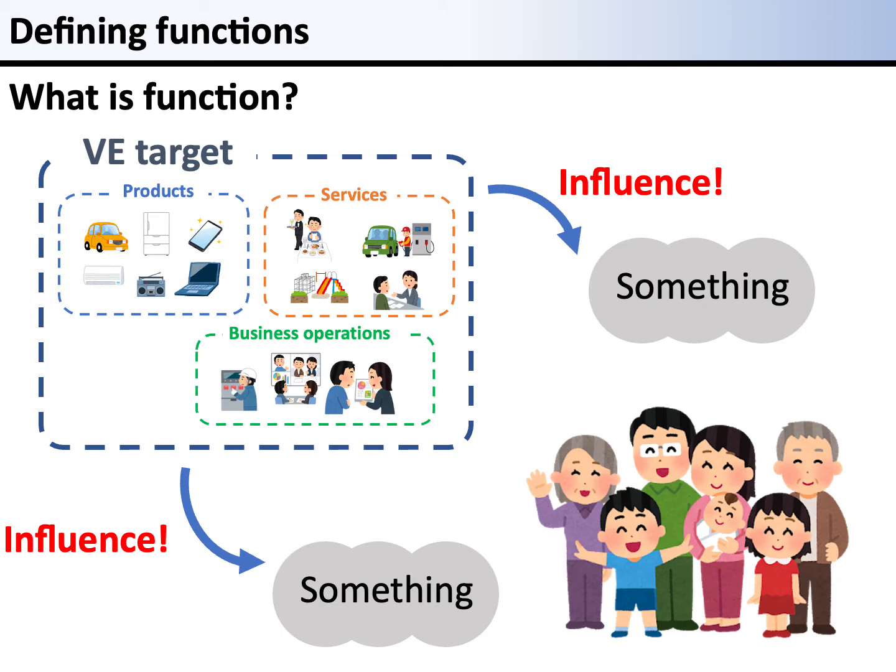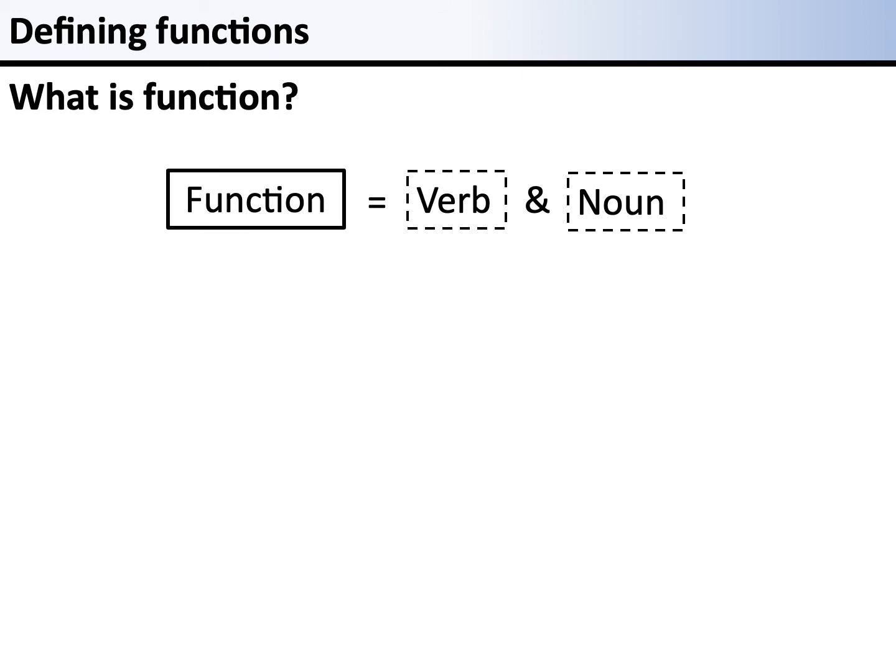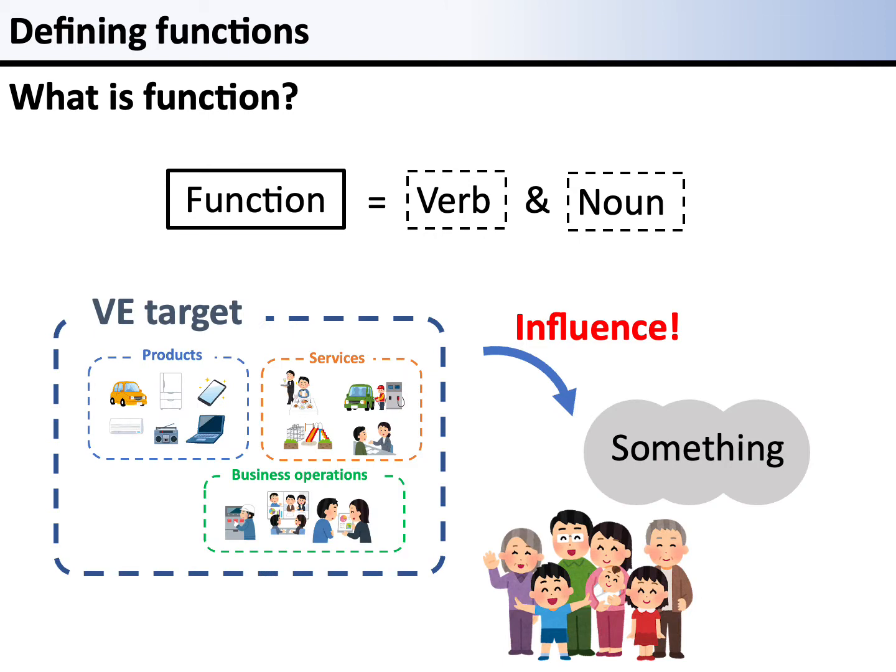A product or service is expected to influence something else for the benefit of somebody. What is meant by the word function is the expected influence of a product or service on something else. In VE, we try to use the two words, noun and verb, to concisely describe functions. This is aiming to describe the functions so that everyone can easily understand.